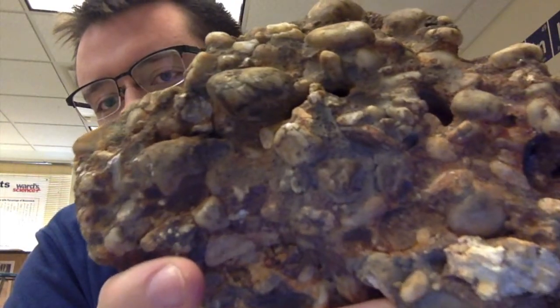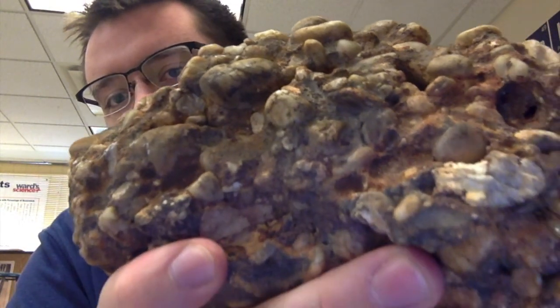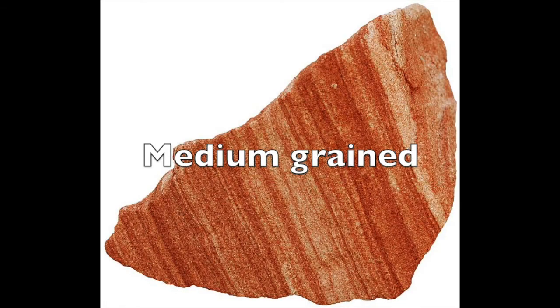And then here's another example that doesn't have the jagged edges, but it has giant clumps of rock that are all more rounded. So these clastic rocks, as well as being coarse, can be medium, like sandstone, or they can be fine, like shale.